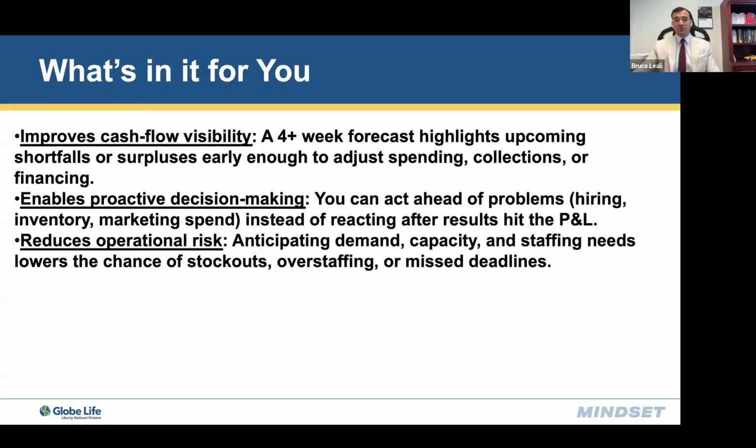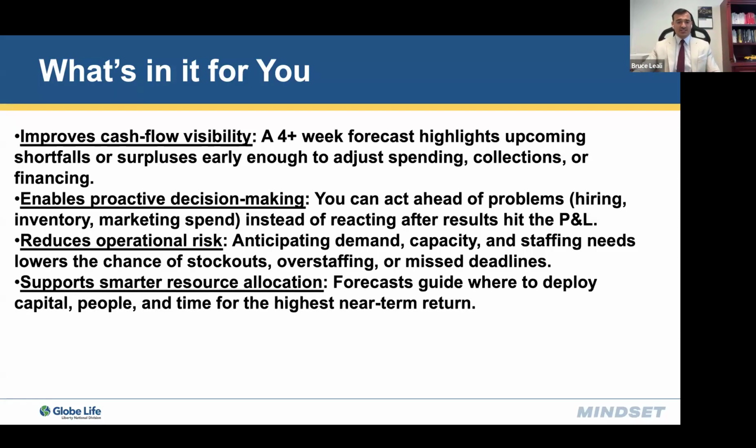The other thing it really helps us do is reduce operational risks. Anticipating demand, capacity, and overall team needs lowers the chance of stockouts, overstaffing, or missed deadlines. The other piece is that it supports smarter resource allocation. These forecasts guide you in where you need to deploy capital, people, and time for the highest near-term return. So where do I need to allocate my time, based on the stops or the relationships I've built over the last several weeks, that will create the return I need this week?